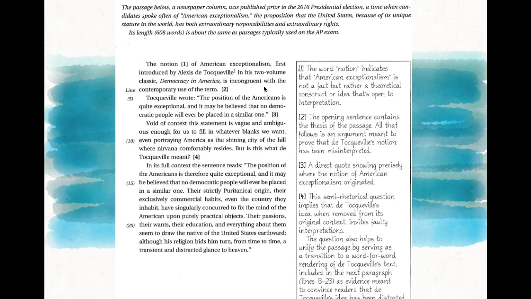And the opening sentence contains the thesis of the passage. All that follows is an argument meant to prove that de Tocqueville's notion has been misinterpreted. So right there, you already have what it's going to be about. Tocqueville wrote, "The position of the Americans is quite exceptional, and it may be believed that no democratic people will ever be placed in a similar one." So here's a direct quote, Logos, showing precisely where the notion of American exceptionalism originated.